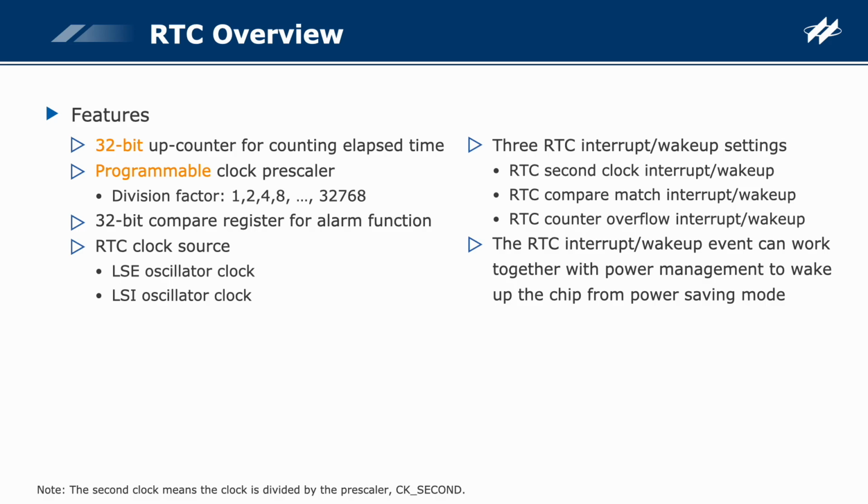The programmable clock prescaler meets a variety of RTC time-based requirements, improving the accuracy and stability of time measurement. The RTC is provided with a high-precision preset time interval value by a 32-bit compare register, enabling it to trigger an alarm or an interrupt more accurately. The RTC supports two clock sources: LSI oscillator clock and LSE oscillator clock. The microcontroller has more flexible wake-up options thanks to three different RTC interrupt or wake-up settings, and the ability to continue running in power-saving mode.